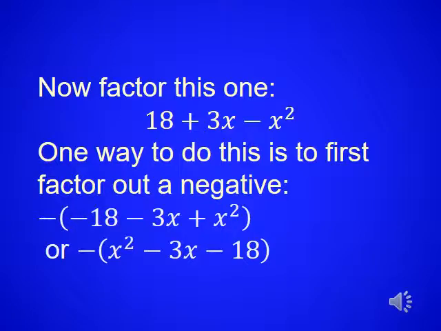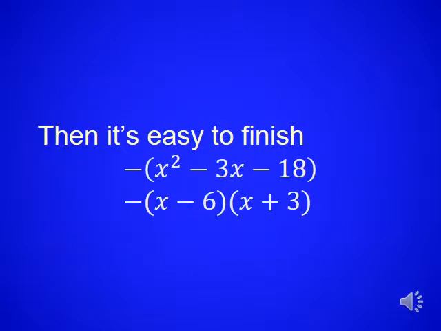Then you can make it easier to factor if you just turn things around and write it in the standard order. So here we've got negative x squared minus 3x minus 18. Once I've got it that way, it's just like every other problem. What do you multiply to get negative 18 that's going to add up to negative 3? And it does turn out that the final answer is going to be negative, or the opposite of, x minus 6 times x plus 3.